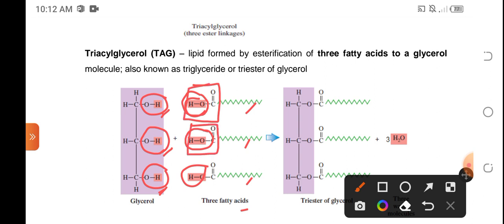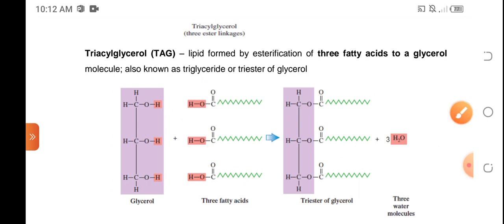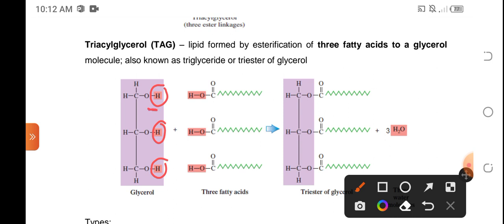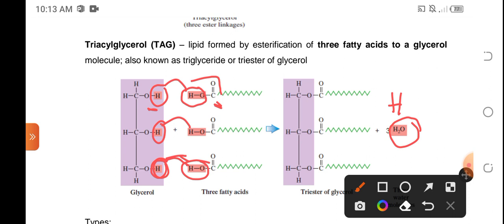Okay, so this hydroxyl group is actually a part of the carboxyl functional group of the fatty acids. So the mechanism of esterification: the individual hydrogen coming from this hydroxyl group of the glycerol, and the hydroxyl group of the fatty acid, which is actually part of the carboxyl, will form a bond, so they will be removed. The hydrogen will be removed from the glycerol, the hydroxyl group will be removed from the fatty acids, and then they will join together to form water. So water is H2O or HOH.